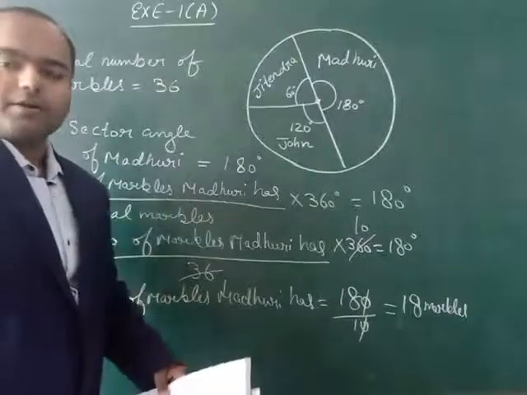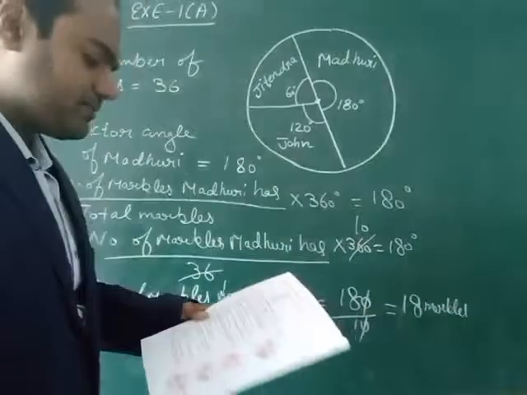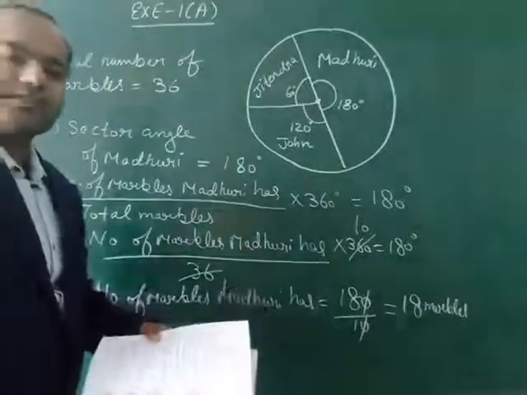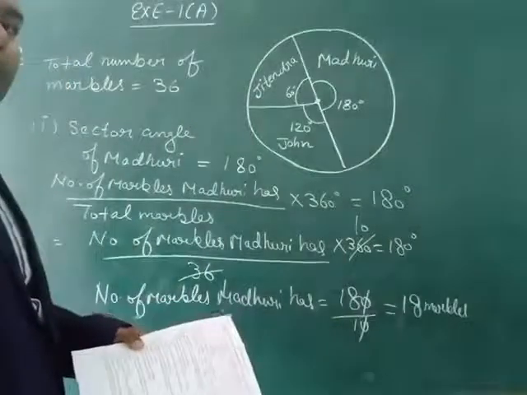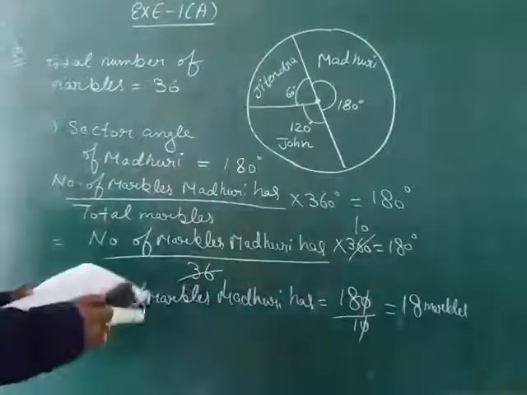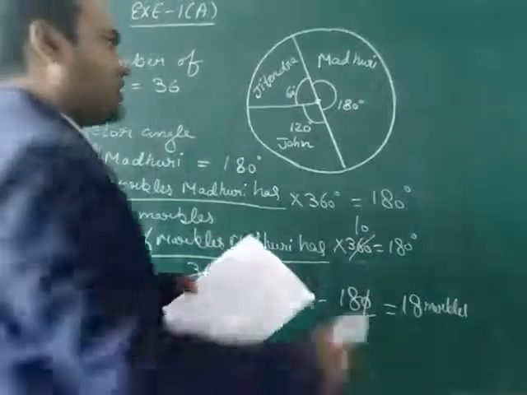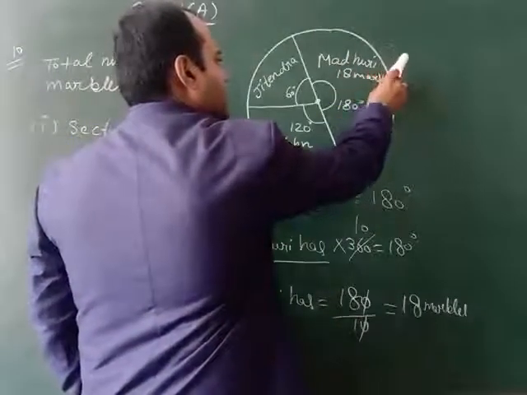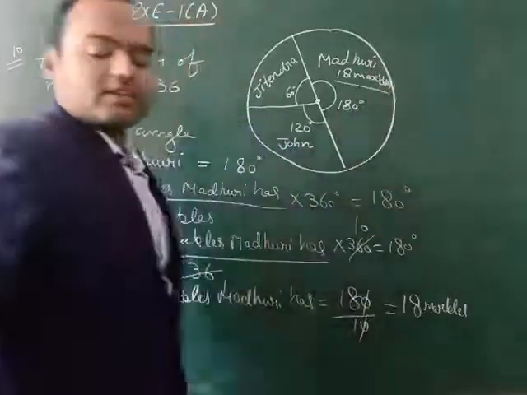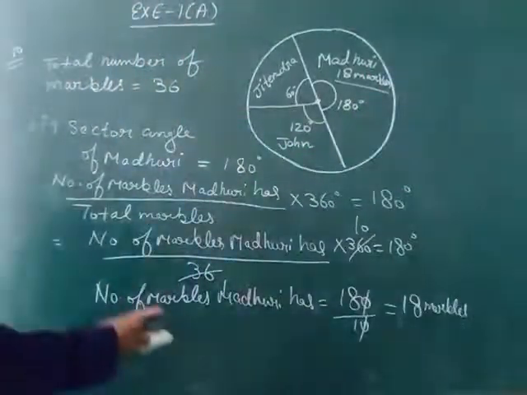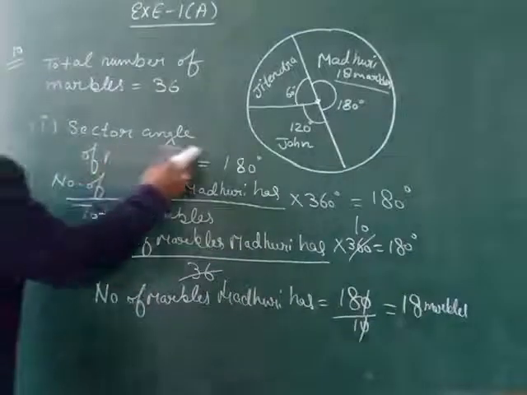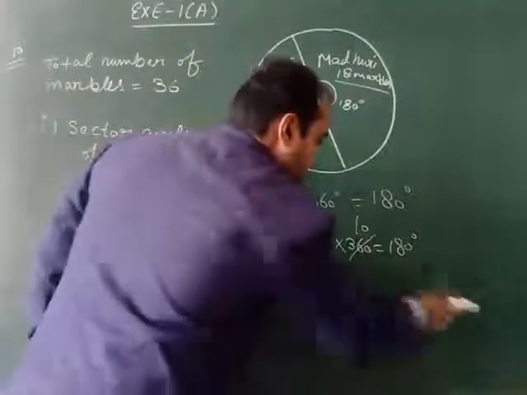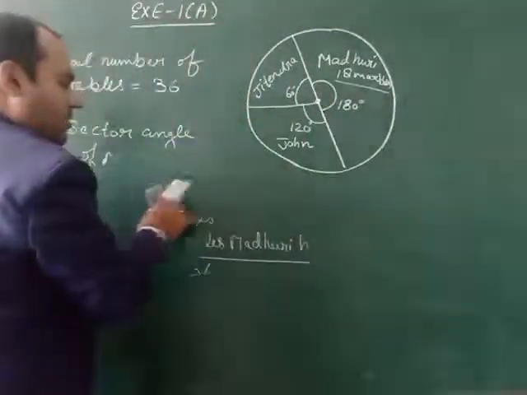Now see the second part. The second part is, John has dash marbles. This time we have to find the number of marbles John has. So here we will write, Madhuri has how many marbles? 18 marbles. So in the figure we are mentioning Madhuri has 18 marbles. Now for the second part, we have to find the number of marbles with John. How many marbles does John have?